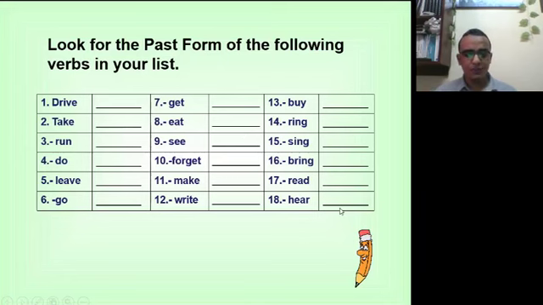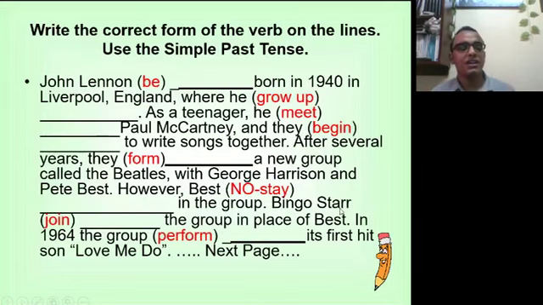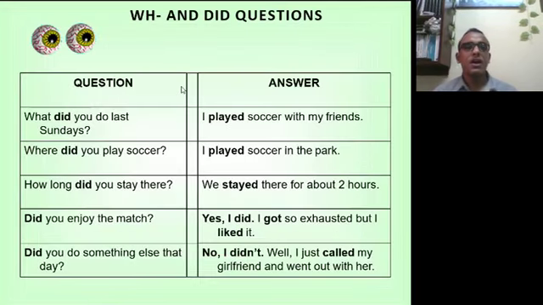Okay, good. Also here we have an exercise. I need you to answer. You are going to write the correct form of the verb on the lines. Use the simple past tense. I'm going to answer the first one because we are going to take it now. John Lennon was born in 1940. So the answer will be was. And we're going to know now why I chose was.